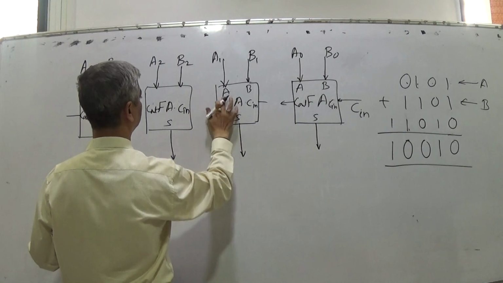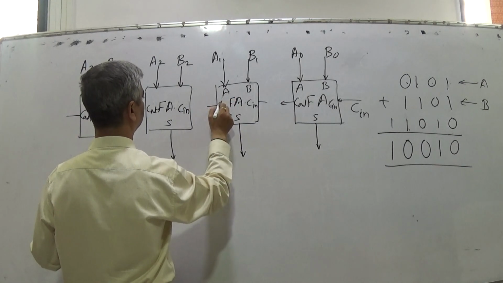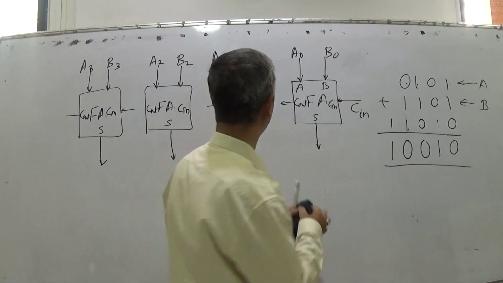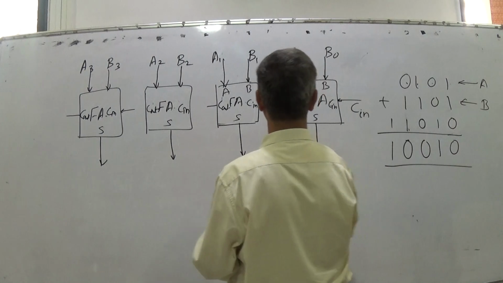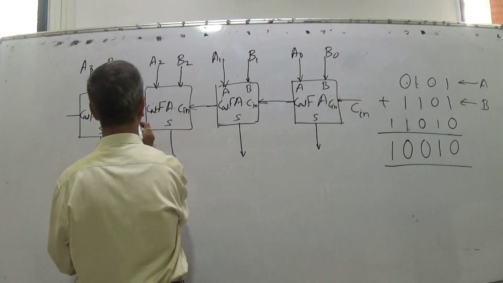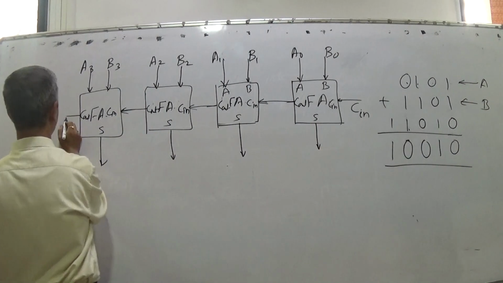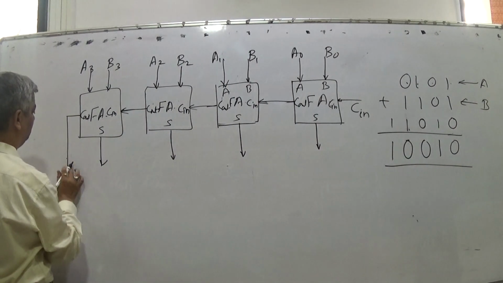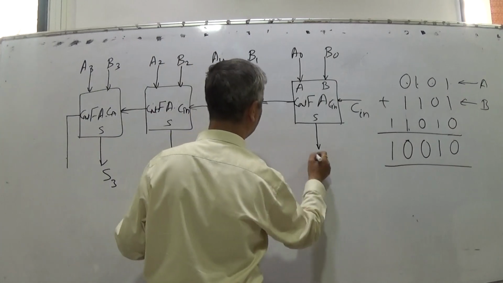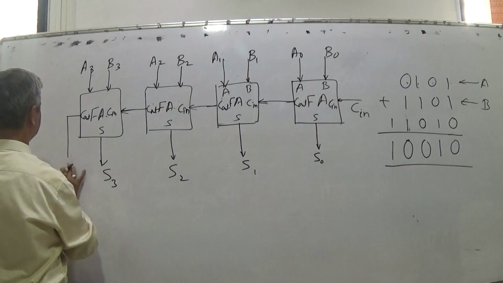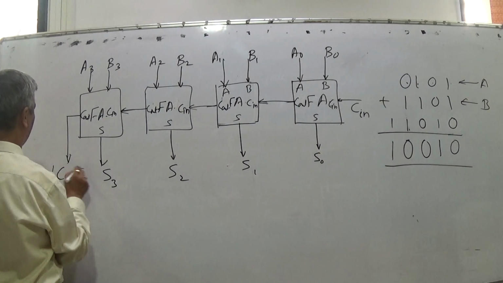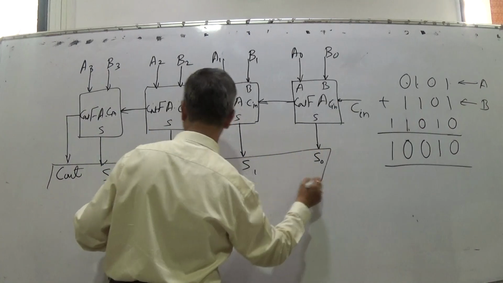Very, very simple. Just take over the carries to the next. So carry out of this is carry in of the next. Carry out of this is carry in of the next. Carry out of this is carry in of the next. And the last carry out is the next bit. This is S3, S2, S1 and S0, and this is the last carry out coming into picture. So total 5 bits of the answer are this.